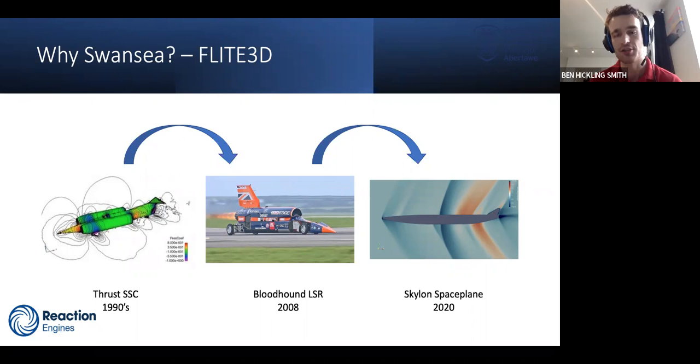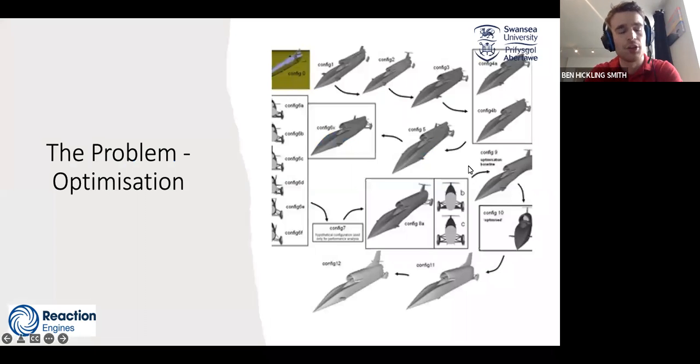However, it's not just this analysis. With Bloodhound, we also spent a lot of work developing and improving the design. And this was something that happened over the course of a few years, where every few months there would be a new design iteration where a team of engineers would sit down, work on the design, and optimize and improve it based on the previous iteration. And that whole process, I would say, per configuration took 2 or 3 months all in all.